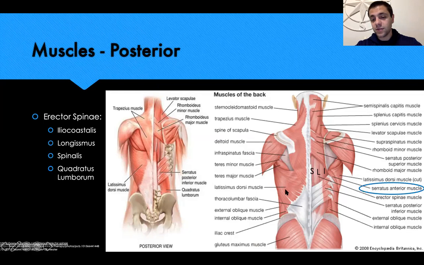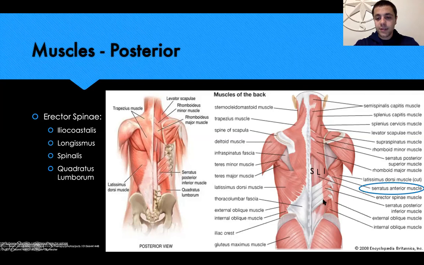We've removed a lot of muscles here. You can see on the left side, this is what your body would look like normally if we took away all the skin and we were looking at your muscles. On this right side, we took away these muscles in order to see the muscles that are deeper. So these three muscles here, going from medial to lateral, we have the iliocostalis, the longissimus, and the spinalis. Together these are the erector spinae.